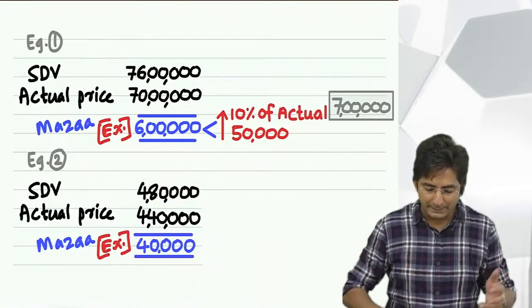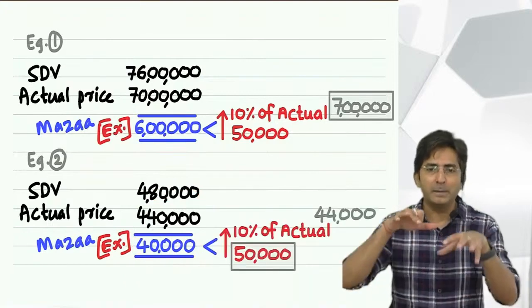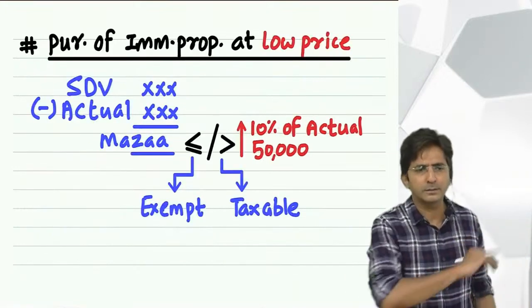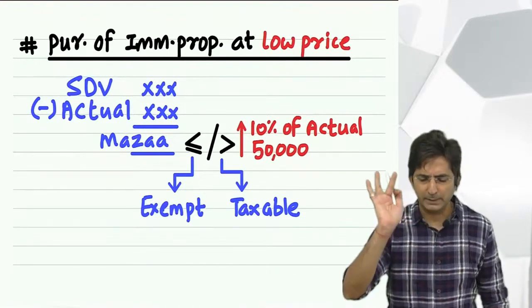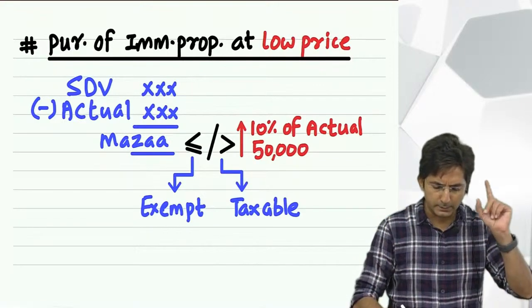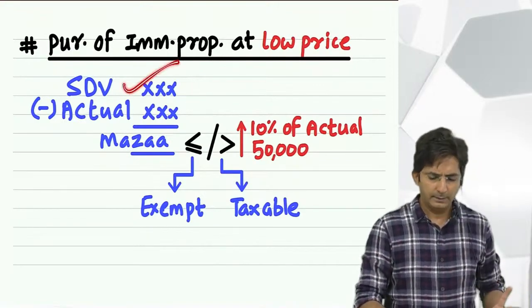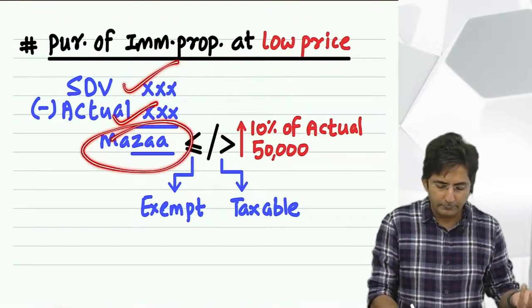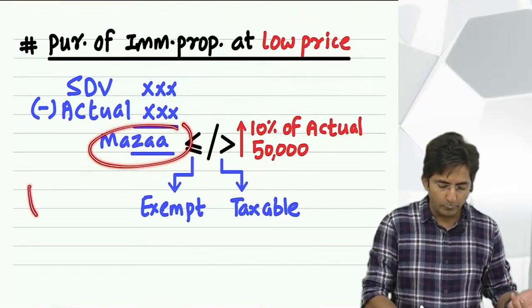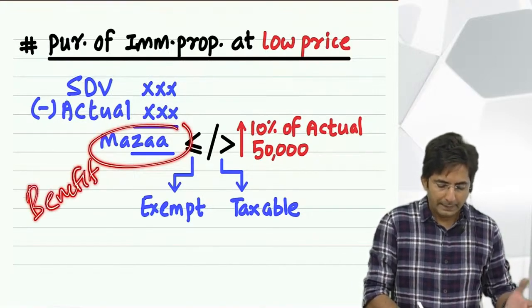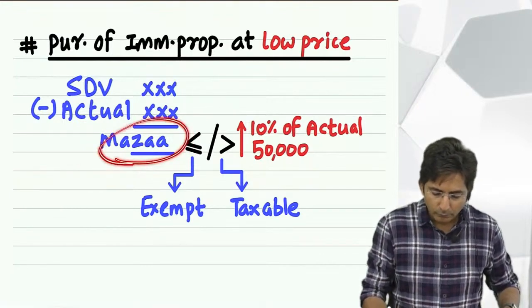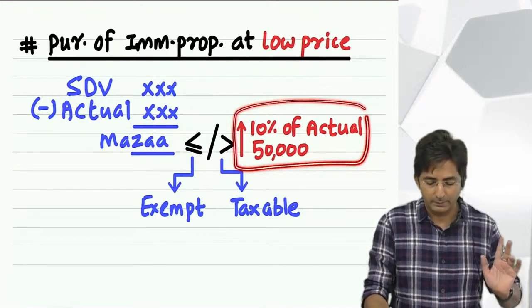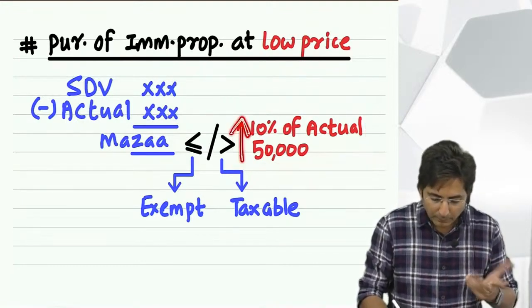See, now if I make any changes, once you know the method, let me change any figure. See, the best thing I have made is a formula only for this. This is the best way to explain to the students. I tell my students, first write the stamp duty value, then see the actual price, then find out the difference. Difference in Hindi we call it maza. In English, you can call it benefit. And then compare this with the formula of 10% of actual price or 50,000, whichever is higher.